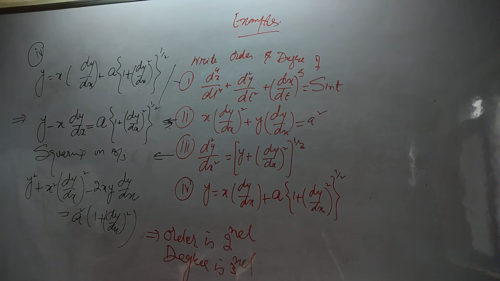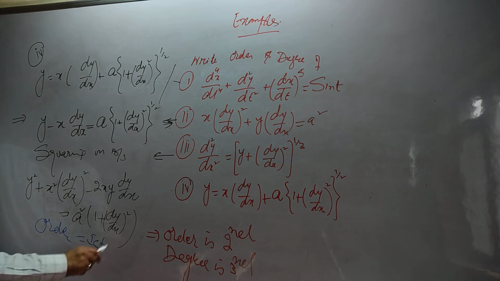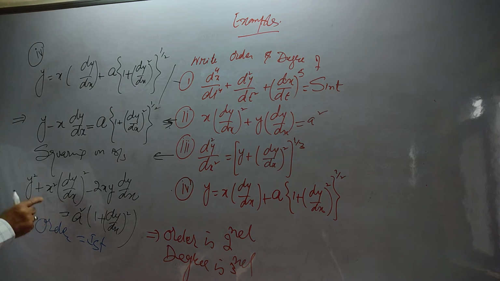Now how do you determine the order here? We have to check what is the highest order derivative involved. Here you have dy by dx, here also dy by dx, here also dy by dx. There is no d2y by dx square, no d3y by dx cube. The highest order derivative involved is first, so the order of this differential equation is first. Now we have to see the degree. We have to see the highest power of the highest order.